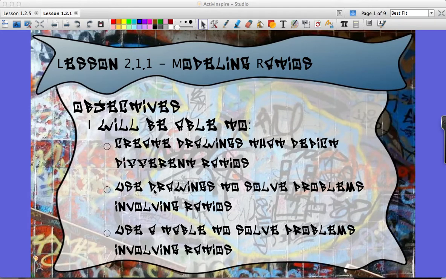Welcome to lesson 211. As you'll see, we're in unit 2 now. We're going to talk about ratios and proportions. Today's objectives: I will be able to create drawings that depict different ratios, use drawings to solve problems involving ratios, and use a table to solve problems involving ratios.